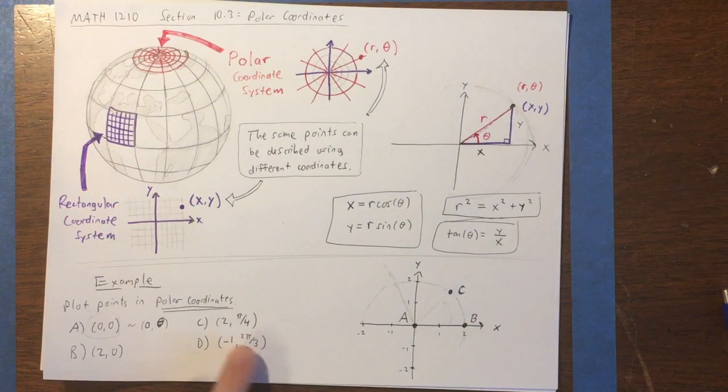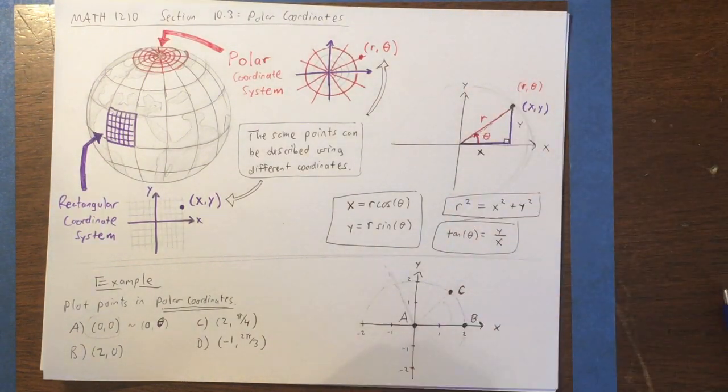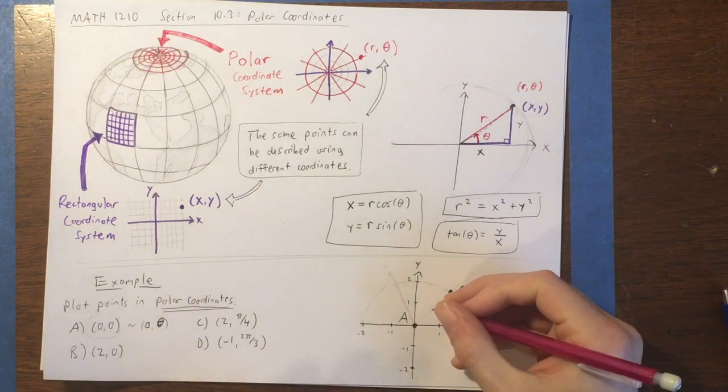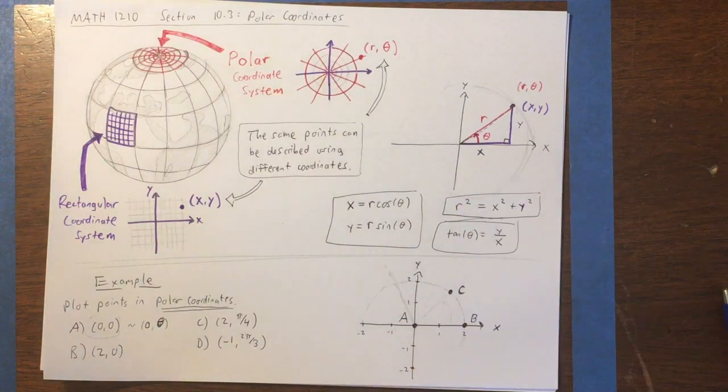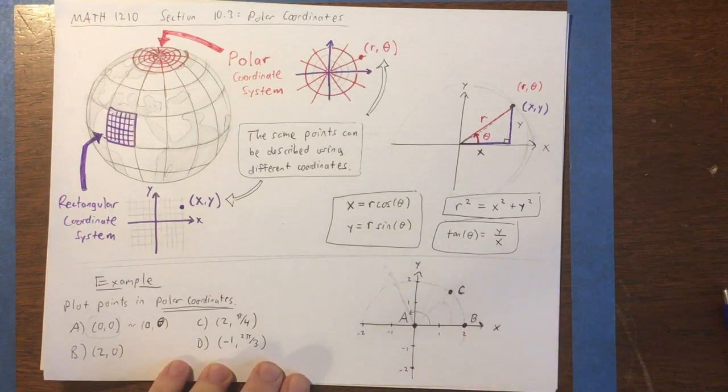But now my radius is negative. Here's another quirk of polar coordinates. Normally you think of the r value as being the distance away from the origin. However, it can be negative. And what that means is you're going to move backwards. So here's our angle, there's our theta angle, 2 pi over 3.